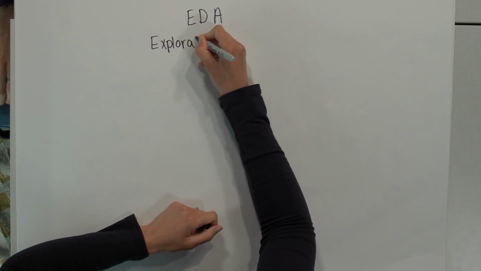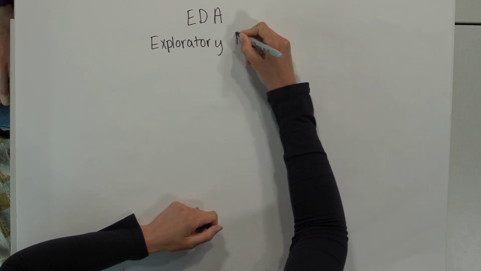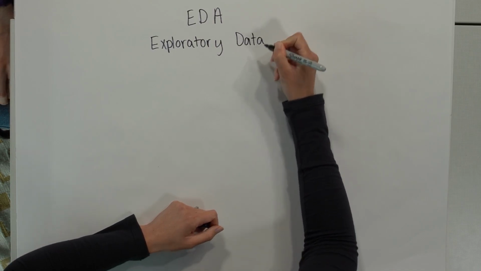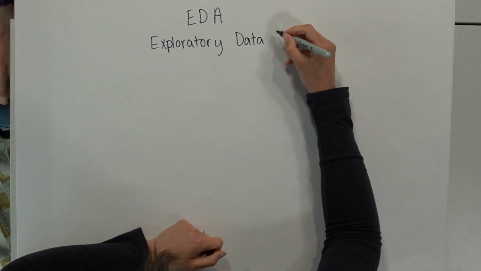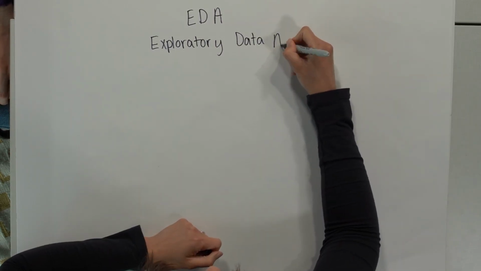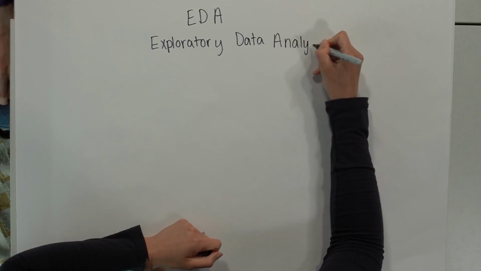So this is what we do when we first get a data set. And one of the first things that we usually want to do is look at some basic descriptive statistics. So we're going to look at measures of center and measures of spread.